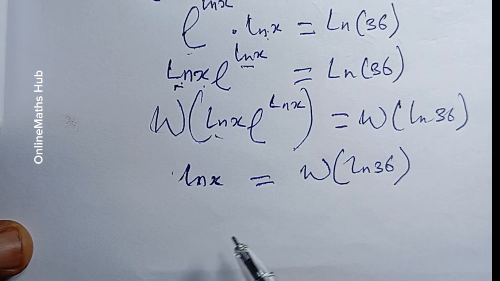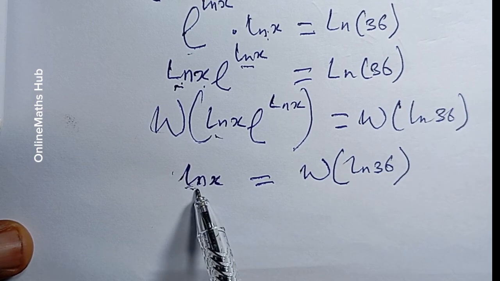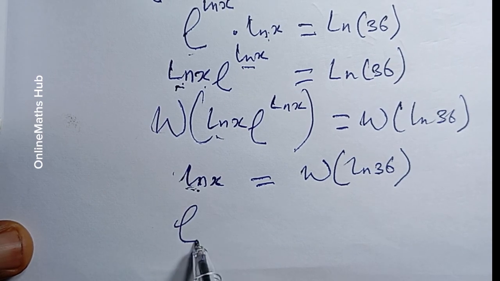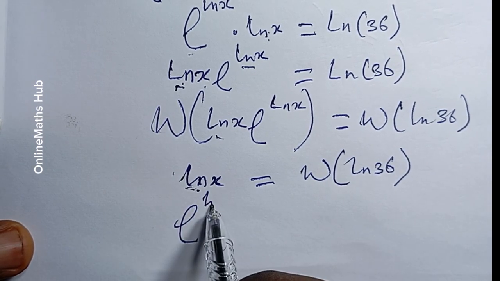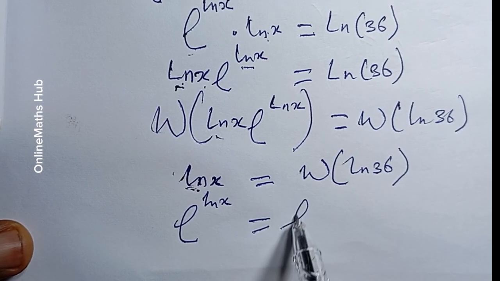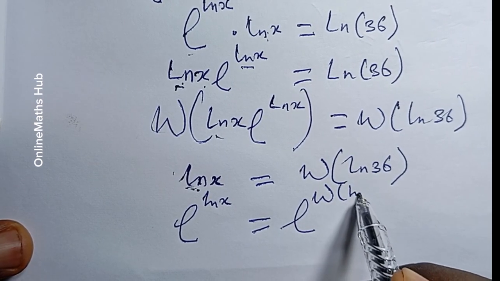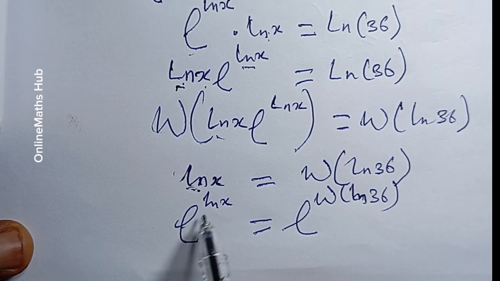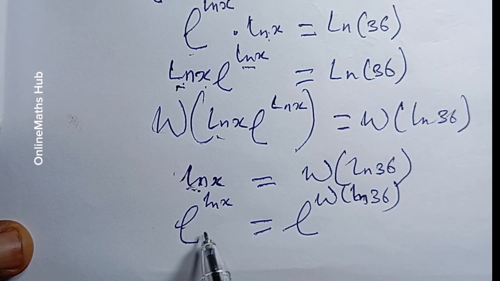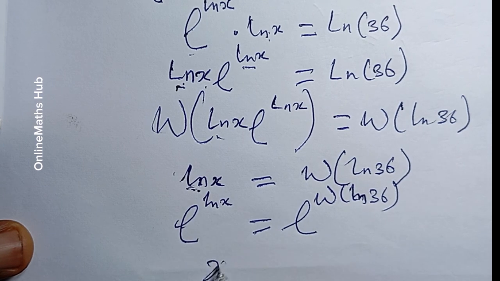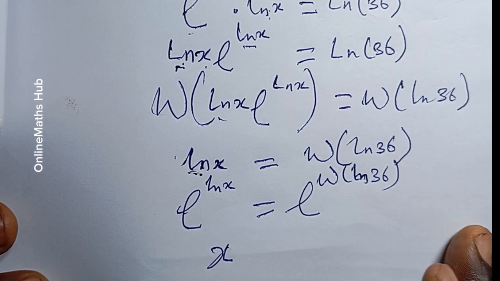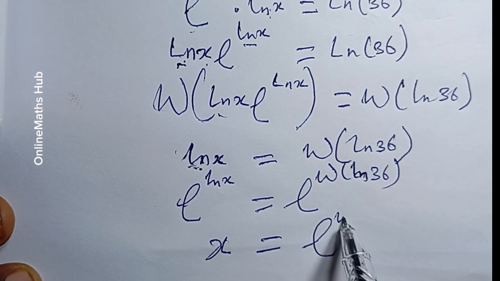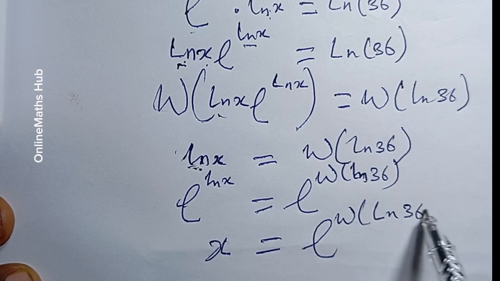At this point, to remove this natural log so that we can find the value of x, I'm going to introduce the exponential. I'll take the exponential of both sides. So I have e^(ln x) equal to e^(W(ln 36)). Then e^(ln x) is equal to x. So eventually x is equal to e^(W(ln 36)).